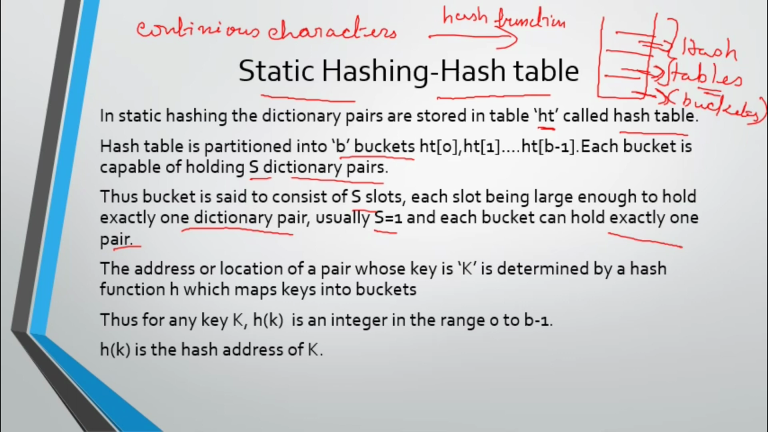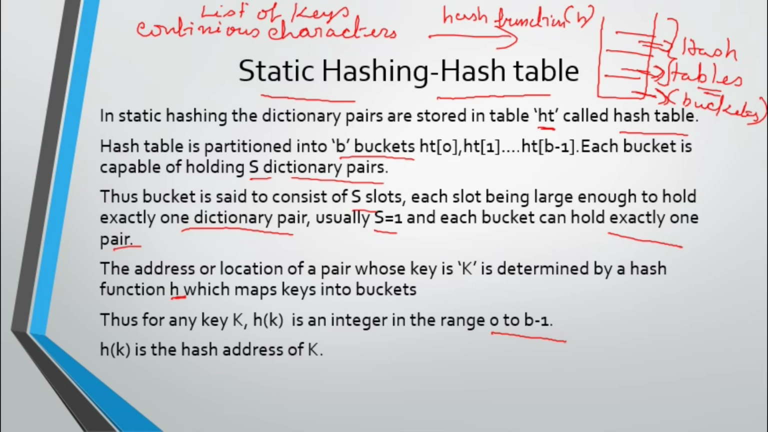The address or location of a pair whose key is k is determined by a hash function h, which maps keys into buckets. So these are a list of keys, and I need to put them into different buckets, and those buckets are there in a hash table. Thus, for any key k, h of k is an integer in the range 0 to b minus 1. h of k is the hash address of k.